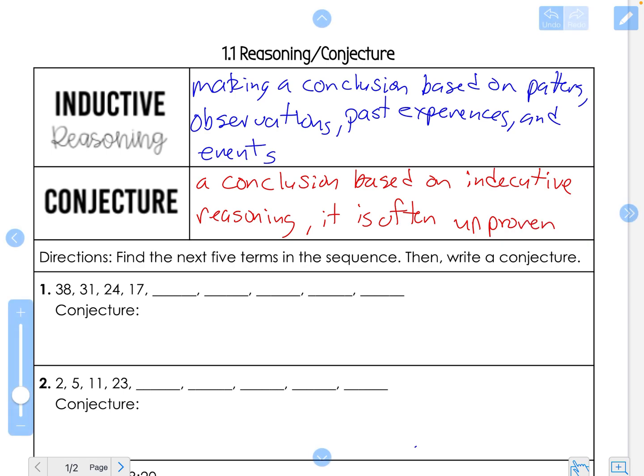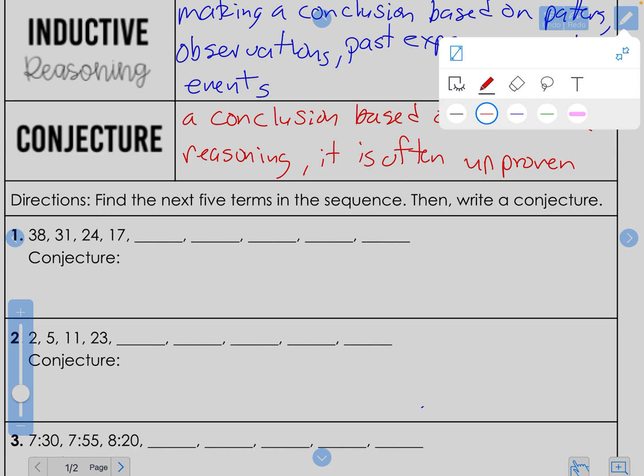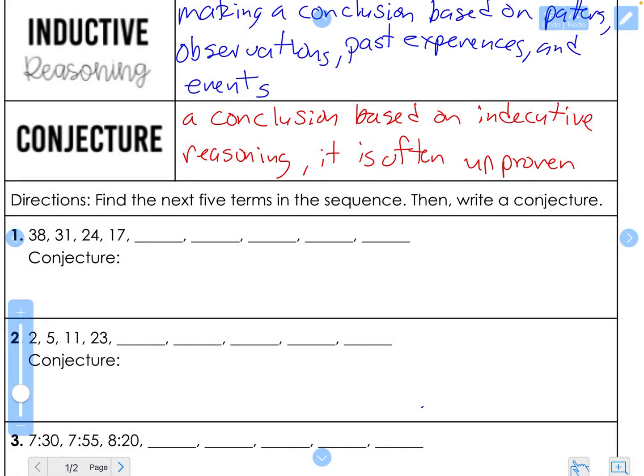So we're going to look at some examples where we would use inductive reasoning and how they can help us in math. We're given a pattern of numbers in this first example. So we go from 38 to 31, and what I notice is we go down by 7. 31 to 24, we still go down by 7. 24 to 17, we still go down by 7.